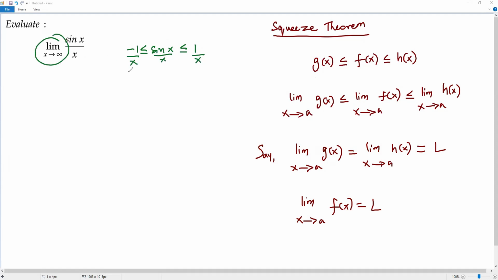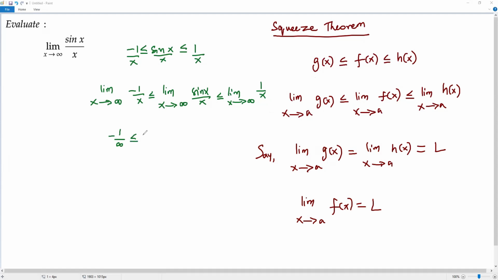Now let's take the limit for all the three quantities in this inequality. Then we have the limit as x approaches positive infinity of negative 1 over x, less than or equal to the limit as x approaches positive infinity of sin x over x, less than or equal to the limit as x approaches positive infinity of 1 over x. Now let's plug in the limit of x, that is infinity, for x here and here. Then we get negative 1 over infinity, less than or equal to the limit as x approaches infinity of sin x over x, less than or equal to, plugging in infinity for x here.